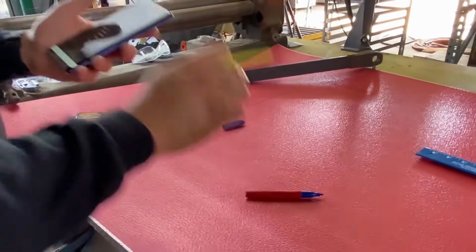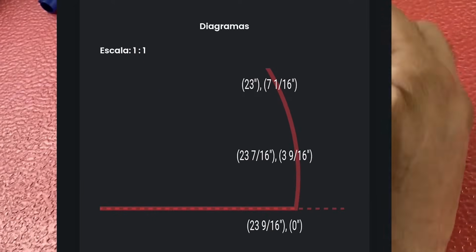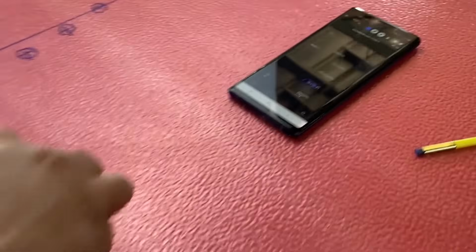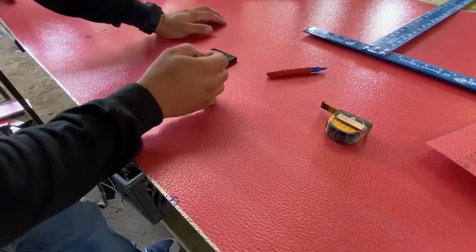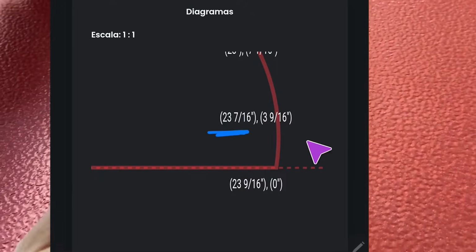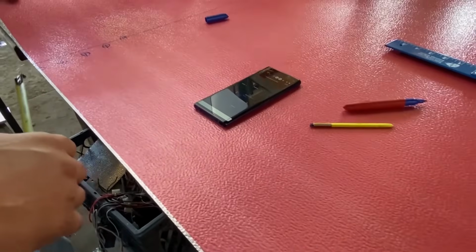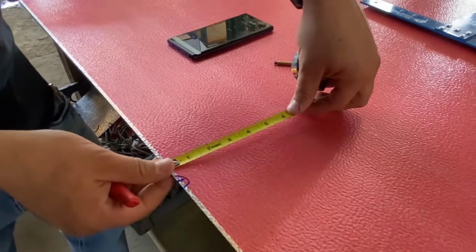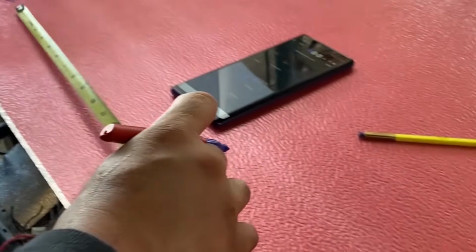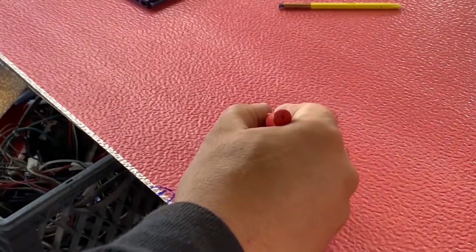The next step is to get the rest of the points. Let's scroll to this side of the diagram, and we're going to start the point down here. We have a 23 inches 9/16 that comes from here. The next point comes from 23 7/16 this way, and the 3 9/16 upwards. I'm going to start with the 3 9/16 around here, and 23 7/16 this way. This is our next point.